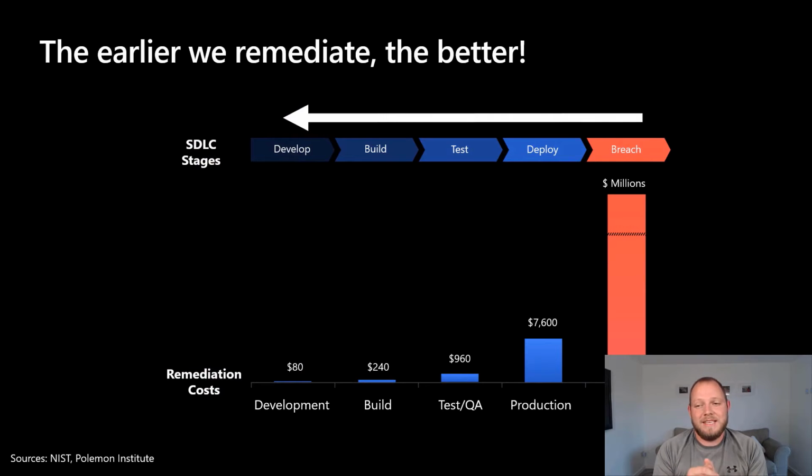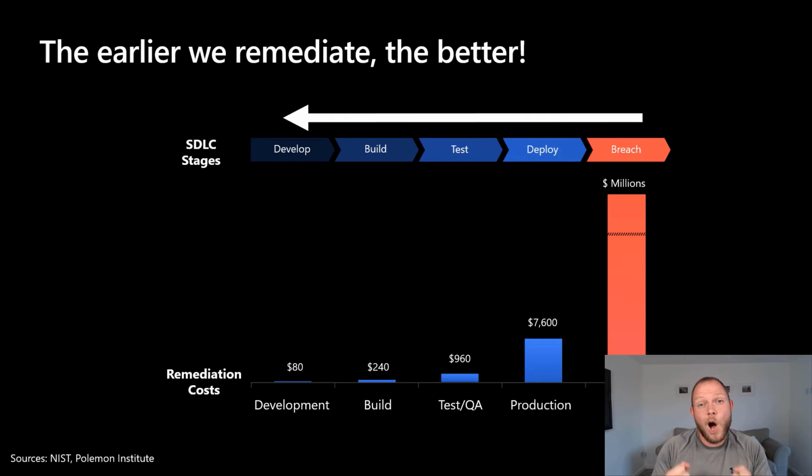So as Sasha stated earlier, pushing left really is important. The earlier we can remediate these issues, the way better it is for us. Pushing left is a key component of DevSecOps, and there's a bunch of reasons for that. One really clear one, in this slide that I've replicated from earlier on, is that the cost of remediation is much lower as well.